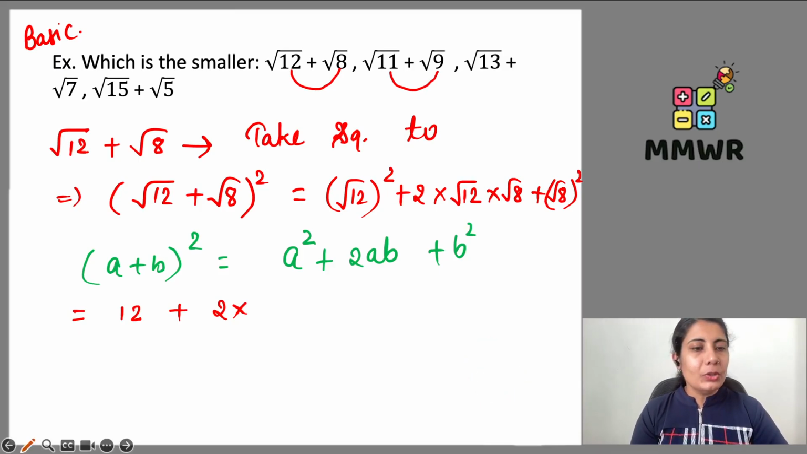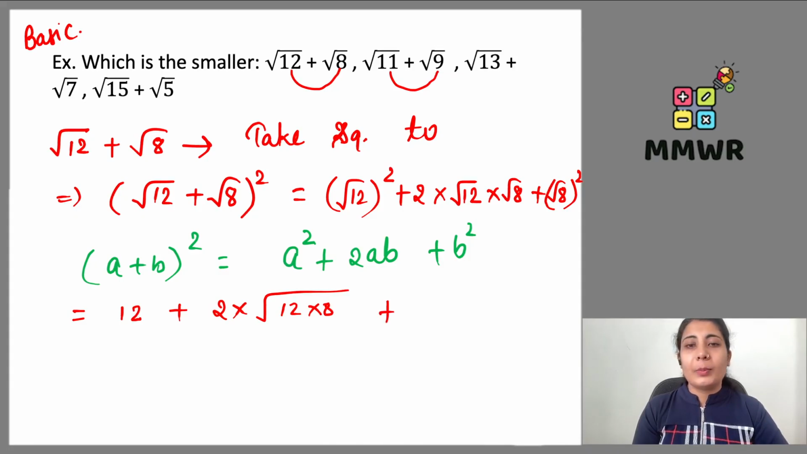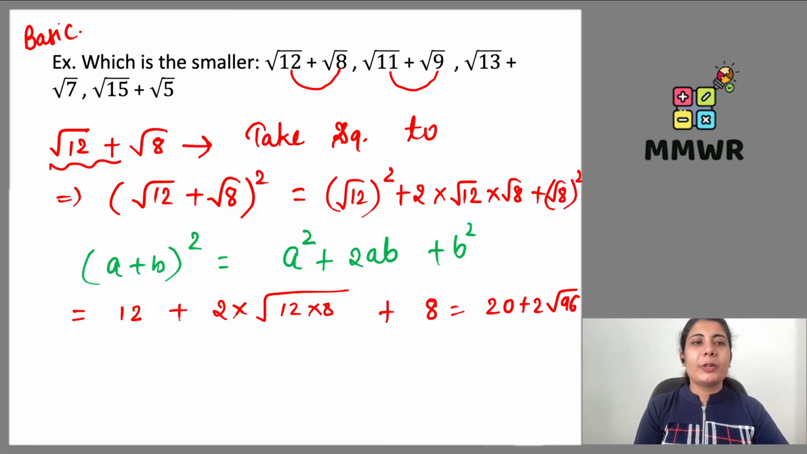So root over 12 multiply 8 from the middle term, plus root 8 whole square gives us 8. Now 12 plus 8 gives me 20 plus 2 root 96. So after simplifying this first value, what did I get here? 20 plus 2 root 96. Similarly, I will be simplifying the second value, root 11 plus root 9.